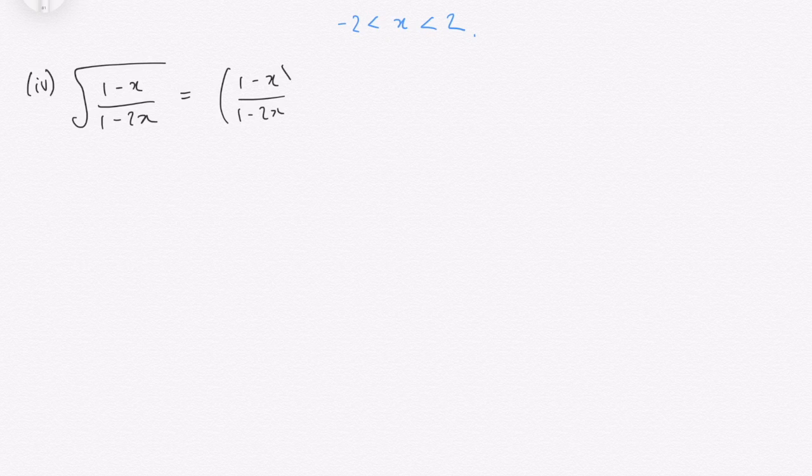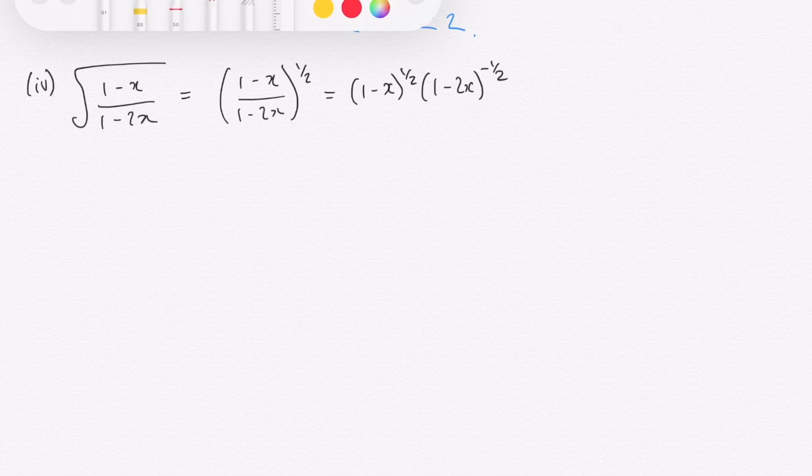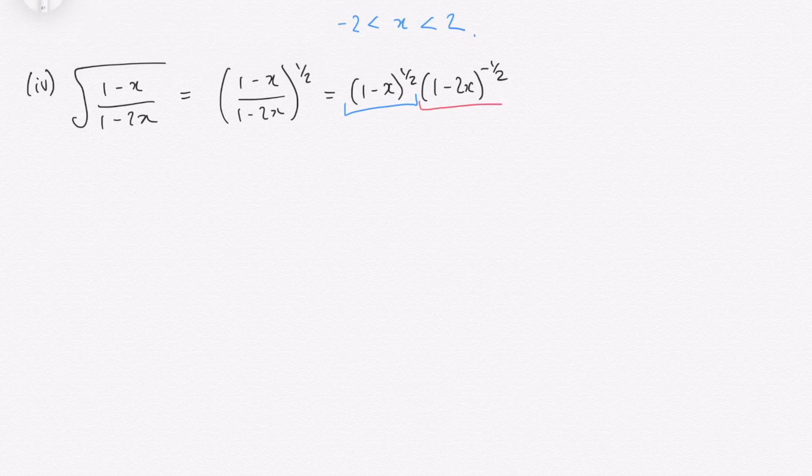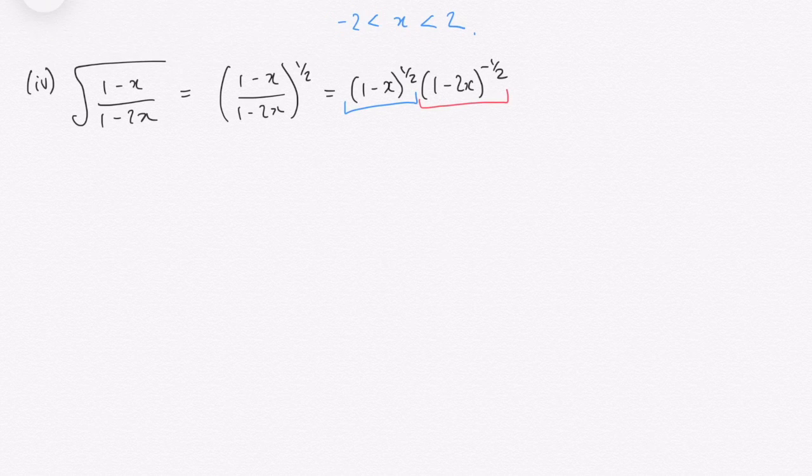In part 4, we are asked to expand the square root of (1 minus x) over (1 minus 2x). Well, note that this is equal to ((1 minus x) over (1 minus 2x)) to the half, which is (1 minus x) to the half, (1 minus 2x) to the minus a half. So we're going to have to do two binomial expansions here. We're going to have to expand out (1 minus x) to the half, and we're also going to have to expand out (1 minus 2x) to the minus a half.